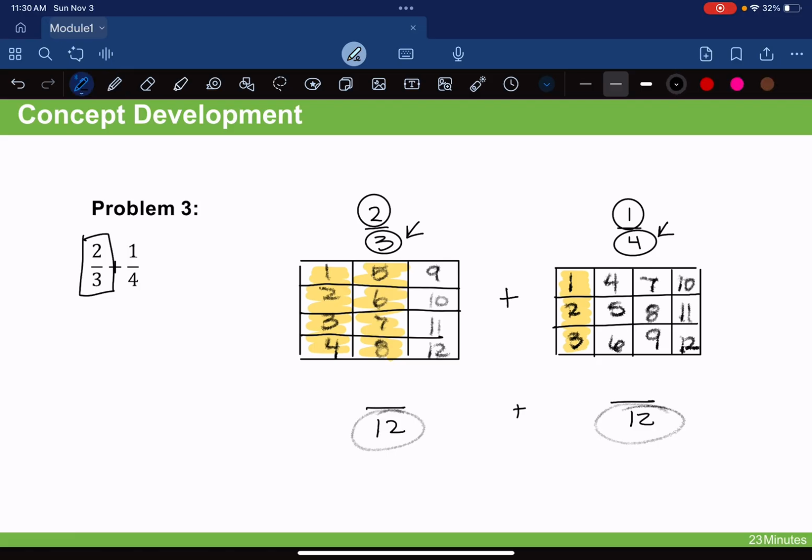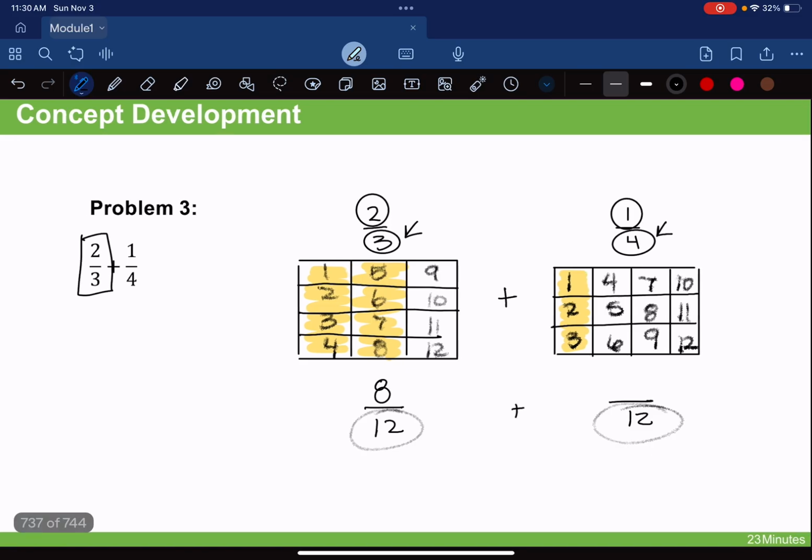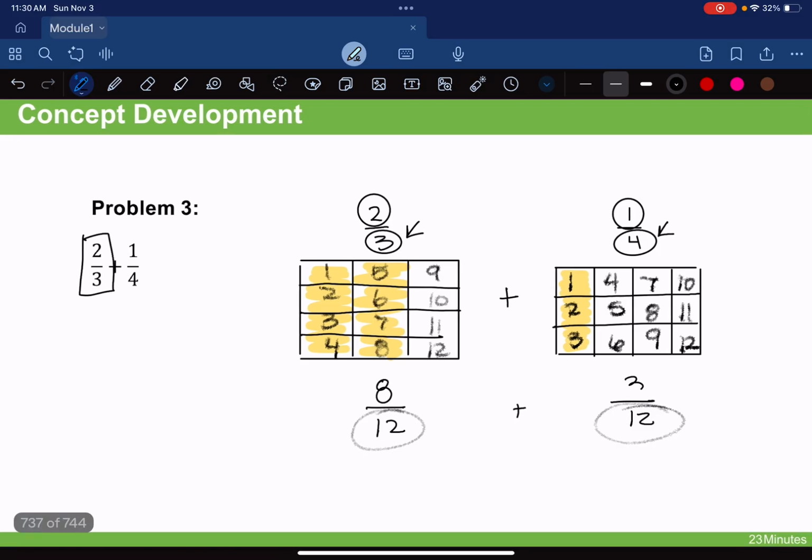My numerator here, I have a total of 8 shaded in. So my numerator will be 8. And for the next one, I have a total of 3 shaded in. So my numerator will be 3. Remember that your denominator is how many parts you have. Your numerator is going to be how many parts you are using or shading in.